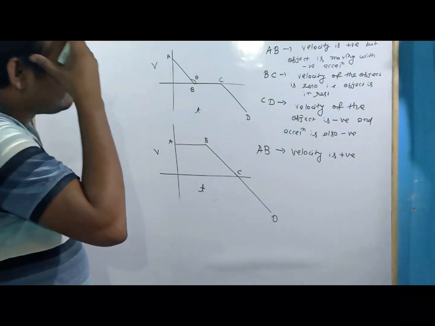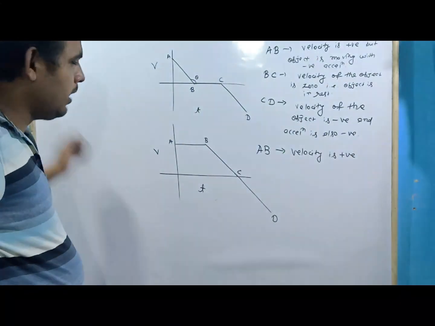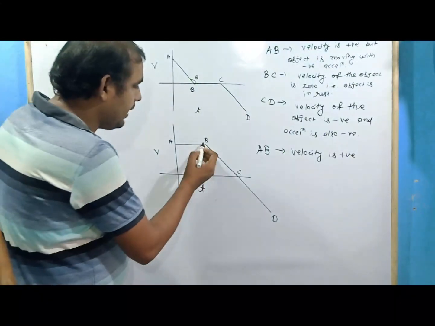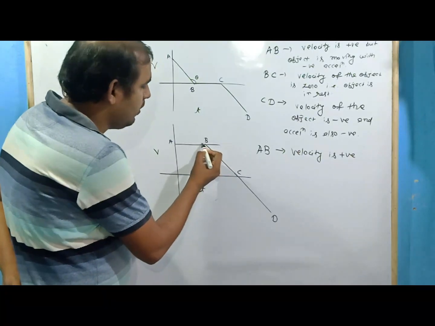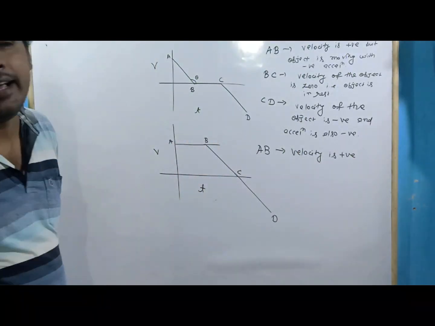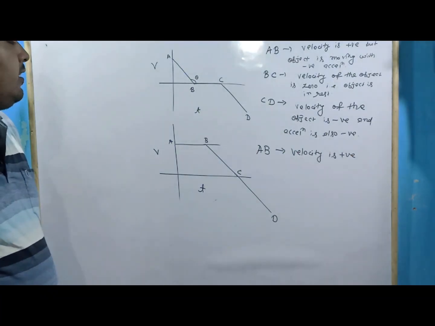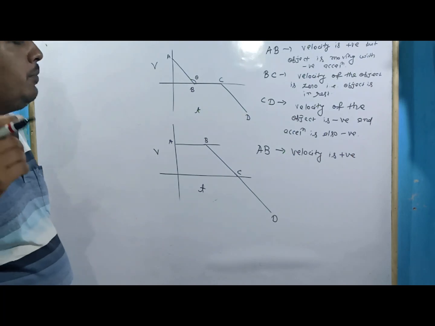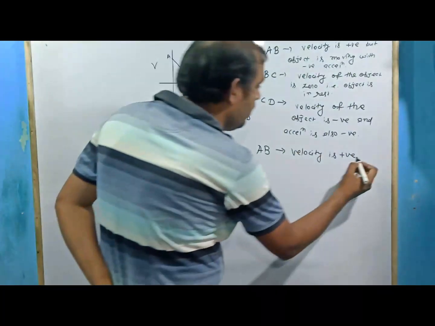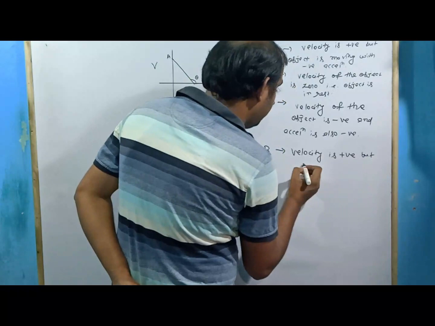But if I am going to take the slope of the graph, what should be the slope? The slope is taken from the x-axis. From the x-axis, what is the angle here? There is no angle, or it can be 180 degrees, and tan of 180 degrees is 0, so velocity is positive, but acceleration is 0.